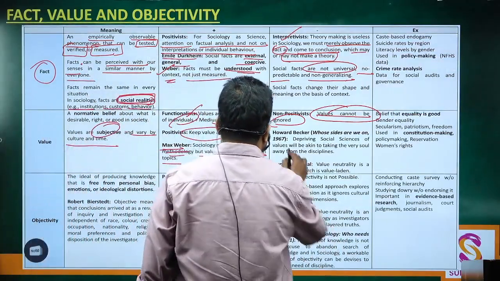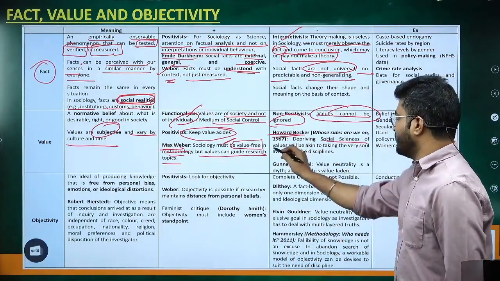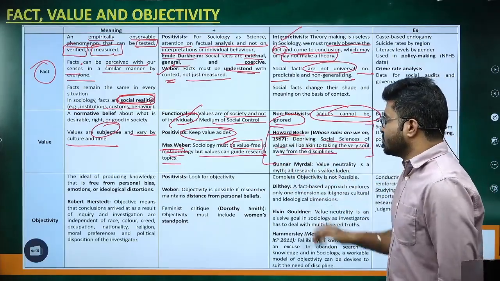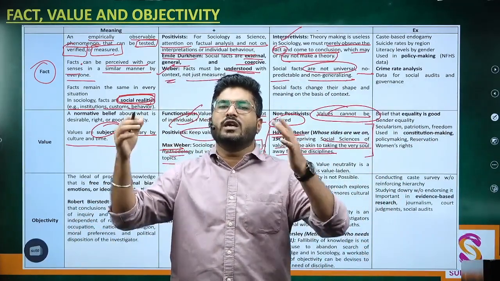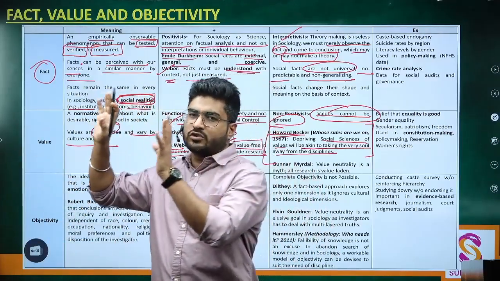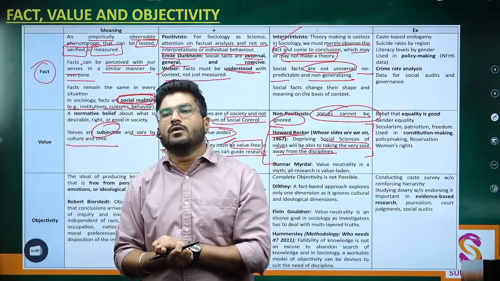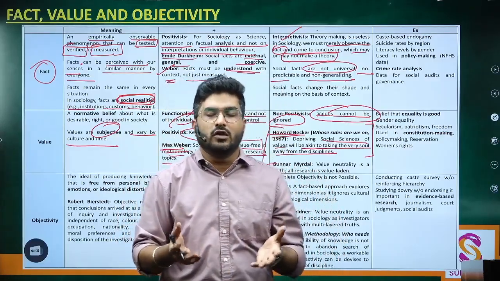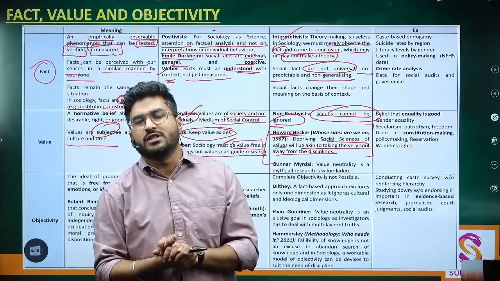Now, Howard Becker says that depriving social sciences of values will be akin to taking the very soul away from the disciplines. In the social sciences, where we want to study society, if we do not give importance to societal values and societal norms, do we think we will be justifying that particular research or study? No.